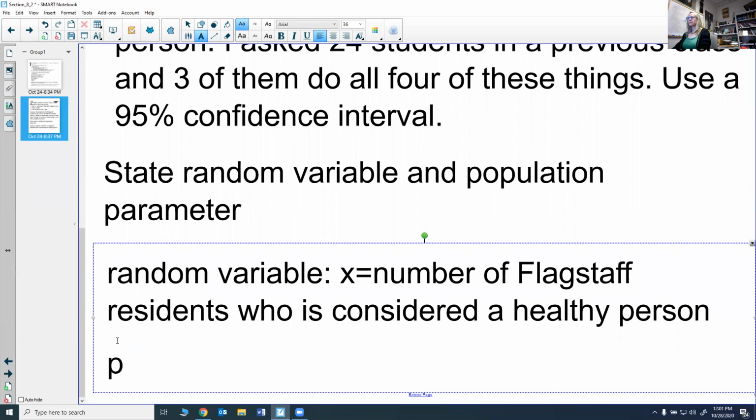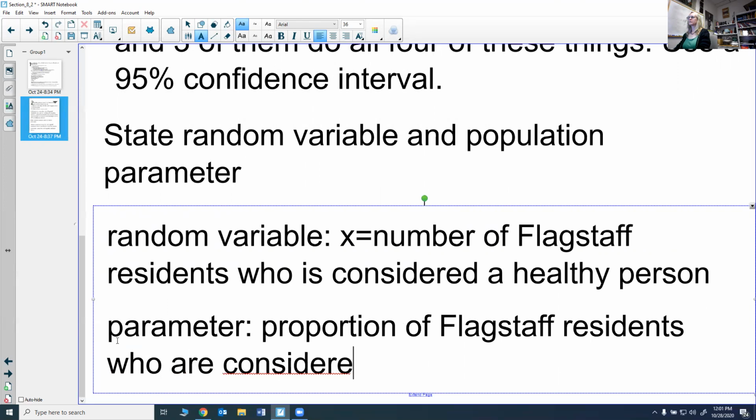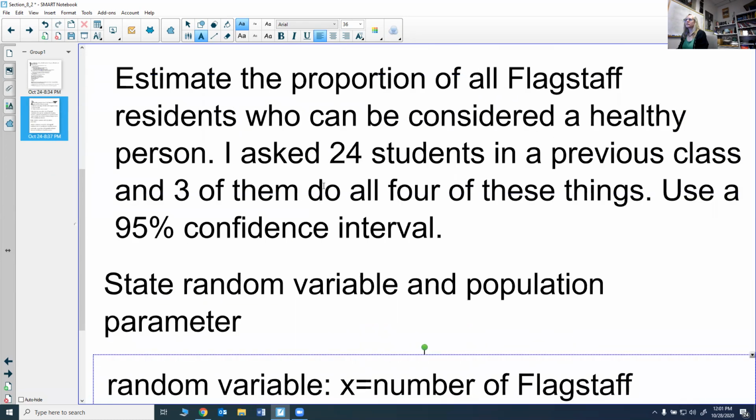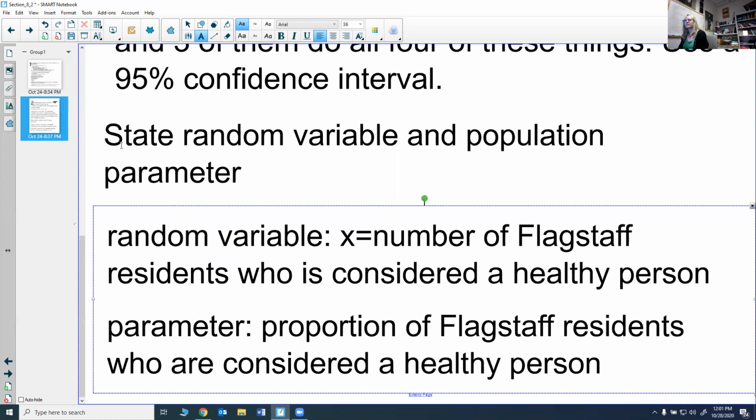My population parameter is the proportion, because that's actually what I'm looking for. I'm looking for the proportion of Flagstaff residents who are considered a healthy person. I don't know what this is. I'm trying to find out what it is, but I don't know. And I can promise you there's way more than 24 people that live in Flagstaff. So this number I got for my sample is not my proportion, but I'm trying to estimate what that is.